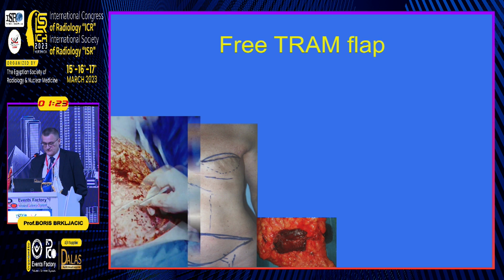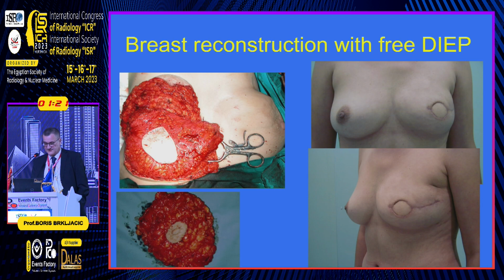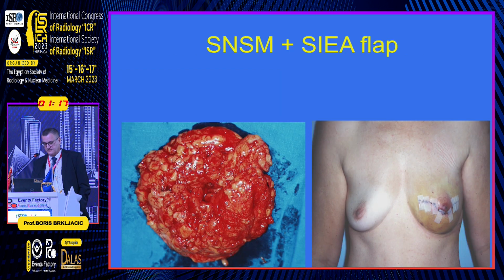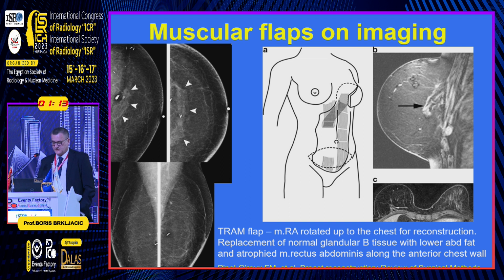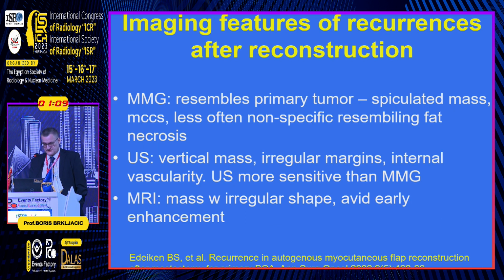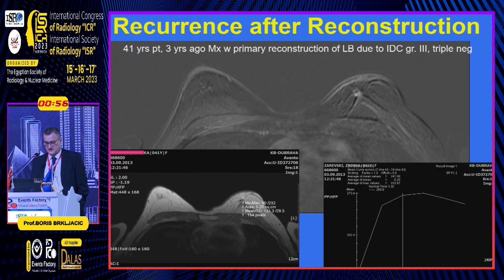With myocutaneous flaps, there are really different types of flaps. Now, deep inferior epigastric and superficial inferior epigastric artery flaps are mostly used. On MRI they are very dark and lucent. Basically, on mammography, recurrences resemble the primary tumor. The same is on ultrasound. But MRI is again the best, with masses with irregular shape and avid early enhancement.